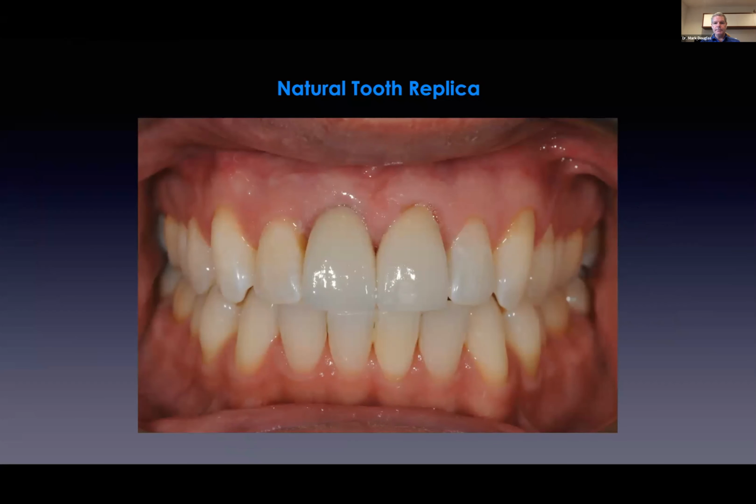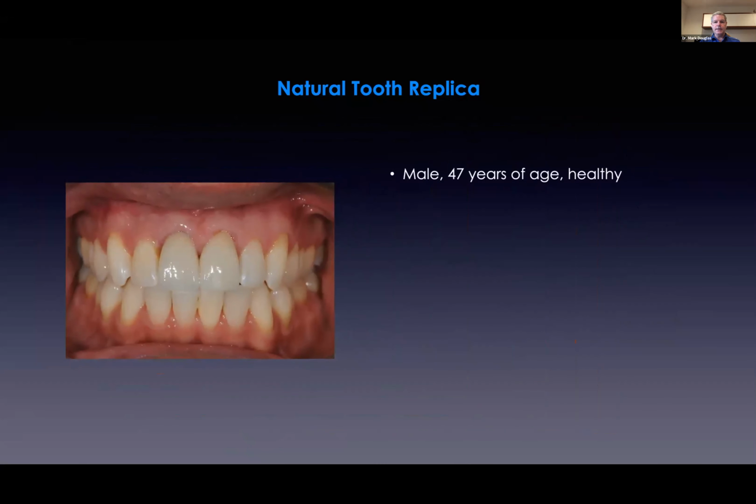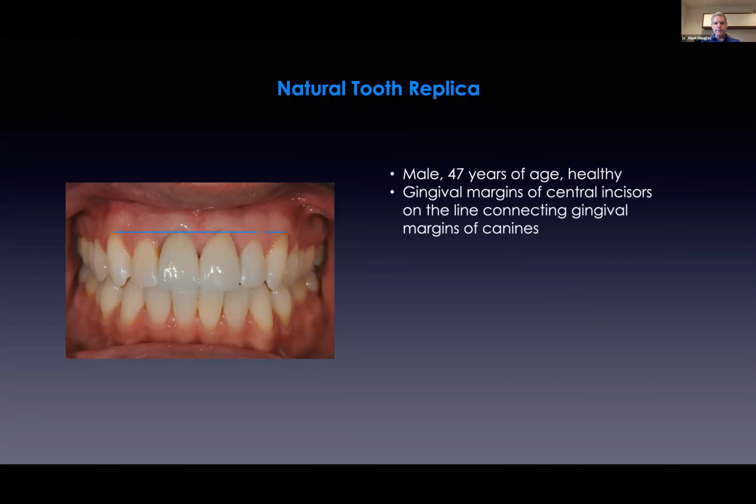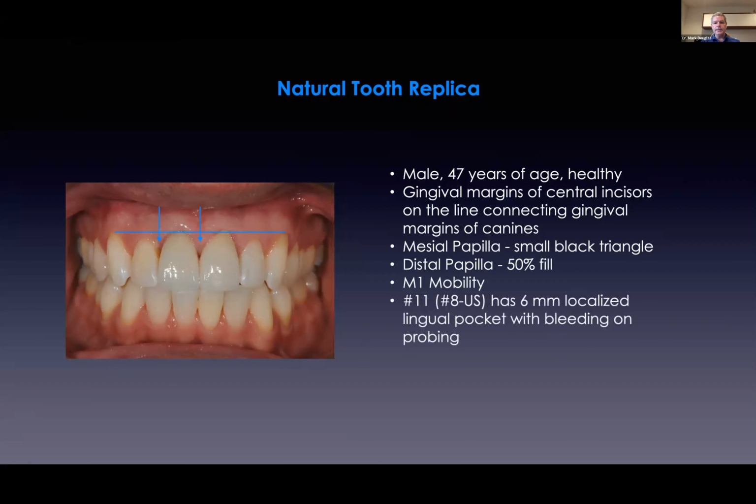So this is Sam. Sam is a 47-year-old male, healthy airline pilot. Gingival margins of the central incisors were on a line connecting the gingival margins of the canines. The mesial papilla had small black triangles. Distal papilla had about 50% fill. It was M1 mobility, and number 11, or number 8 in the US, had a 6 millimeter localized lingual pocket with bleeding on probing. Diagnosis made of vertical root fracture, and we decided to remove the tooth.